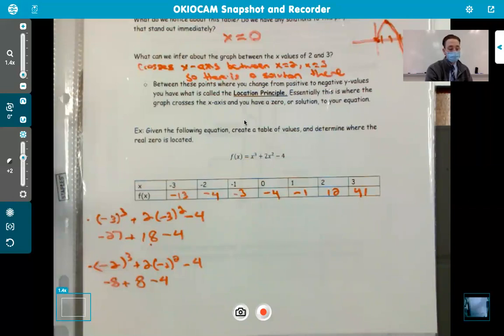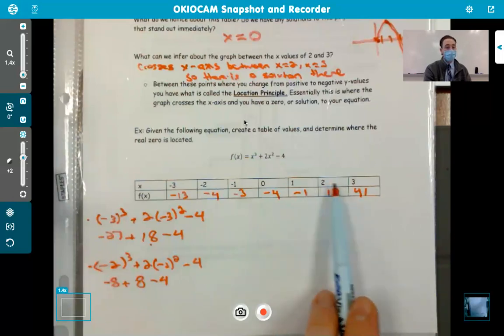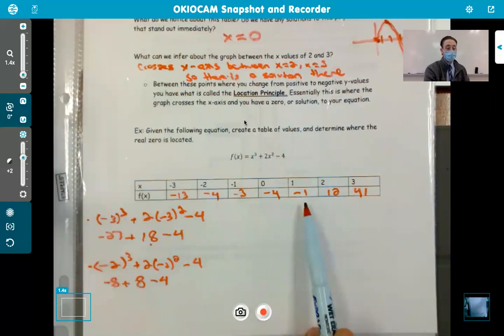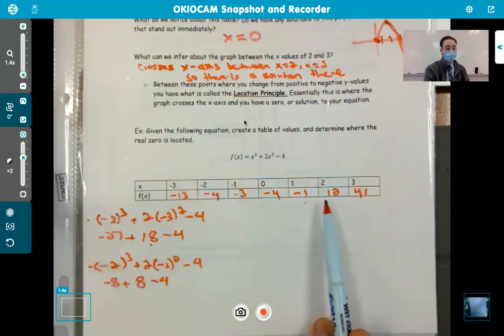Yeah, so when you list your answers for anything that we're doing, it's always going to be the x values. So x equals 1, right? So not just x equals 1, but specifically between 1 and 2. Right? Because I'm going from a negative number to a positive.